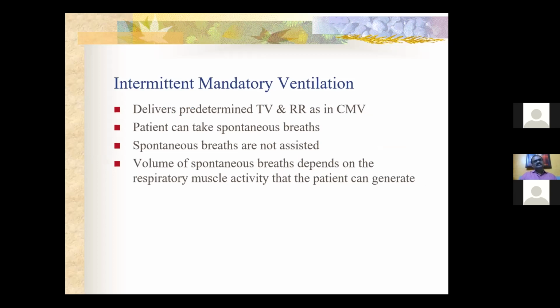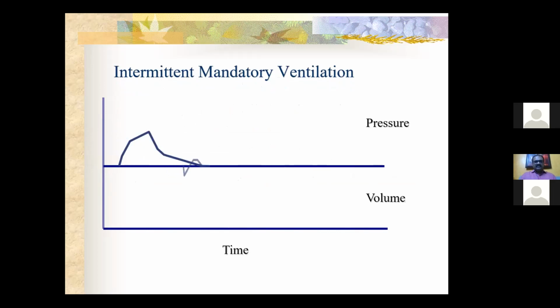So because there were problems with the controlled mandatory ventilation, there came another mode like intermittent mandatory ventilation. It's almost the same as controlled mandatory ventilation, but the patient is allowed to take spontaneous breaths, but the spontaneous breaths are not assisted. So this is what is called intermittent mandatory ventilation. The spontaneous breaths will depend upon the respiratory muscle activity that the patient can do. So basically, the graph will look like this, where the spontaneous ventilations are not being supported by the machine. That's what we call intermittent ventilation.